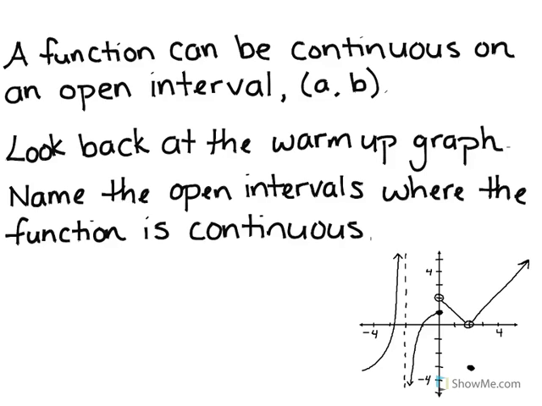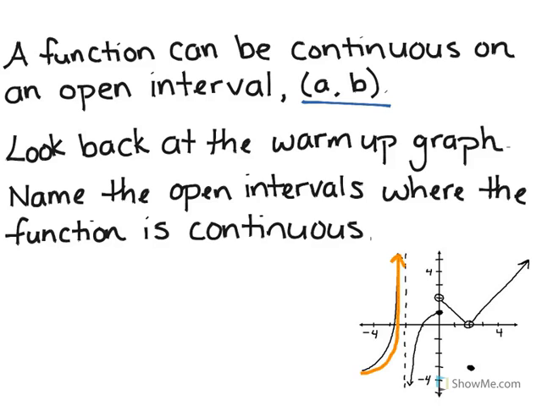There are different types of continuity. A function could be continuous everywhere, meaning over its entire domain, or it could be continuous on just an open interval, say, from a to b. So we're going to look back at the graph that we had in the warm-up. We want to name the open intervals where the function is continuous. So let's see if we can figure out what those are. The first one I see, if I start all the way on the left-hand side and start tracing the graph, I can basically draw this without picking up my pencil.